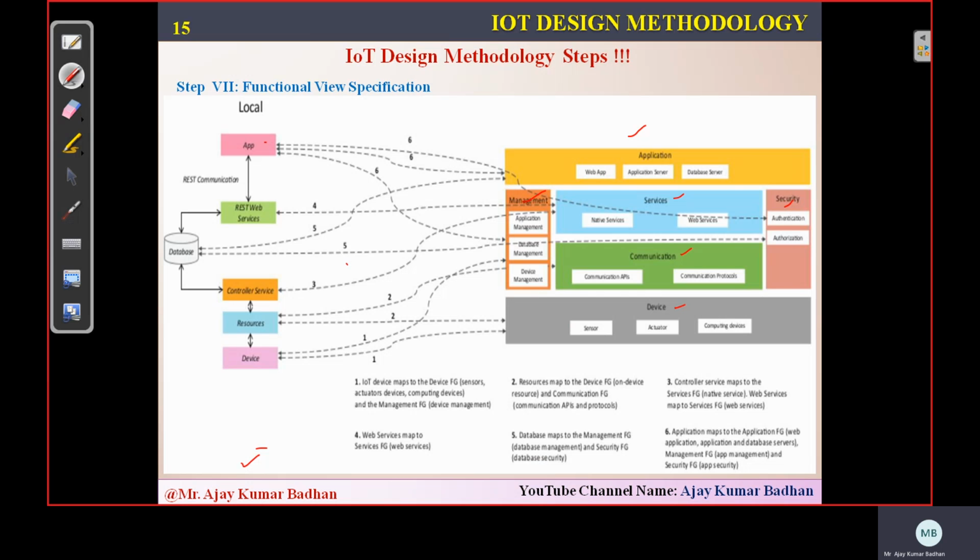Now we are communicating. If you see your application here, this application is actually mapped with what? Whatever application the user is using, that should be secure. So it is mapped with the security. Means whatever app the user is using in his smartphone, it should be secure. It should be authenticated. It should be authorized. So that's why this particular app is mapped to security.